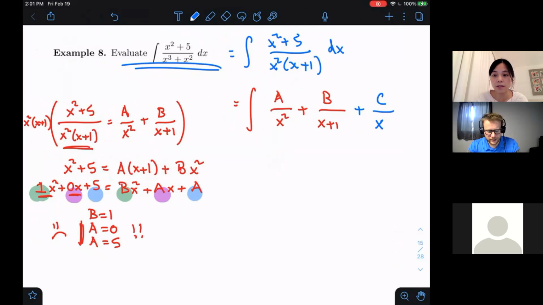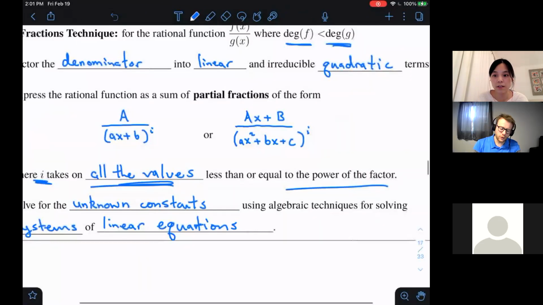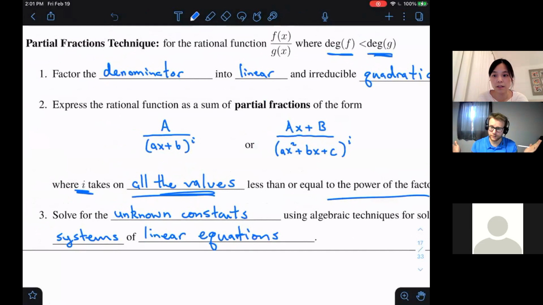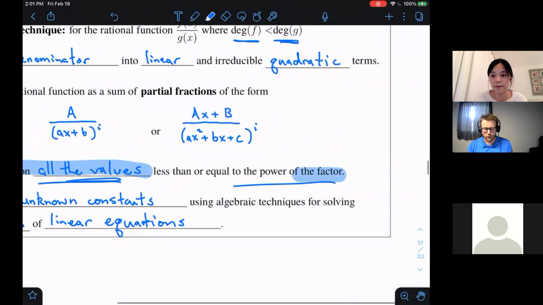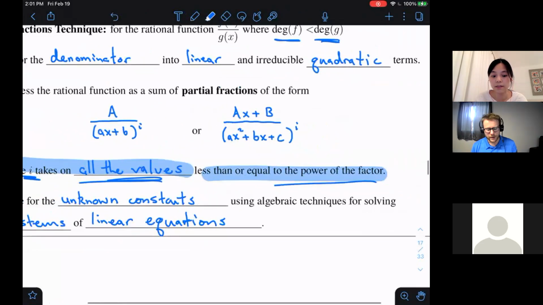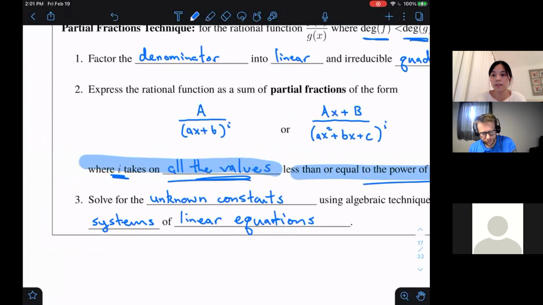So the big thing here is that when we're choosing the partial fractions decomposition, how we're breaking this complicated fraction apart, notice that this bit right here, i, takes on all of the values less than or equal to the power of the factor. So because we had x squared in the denominator here, we need to not only have x squared, but all values less than that as well. You don't include 0 or negatives or anything like this. So we need to somehow include a b over x.